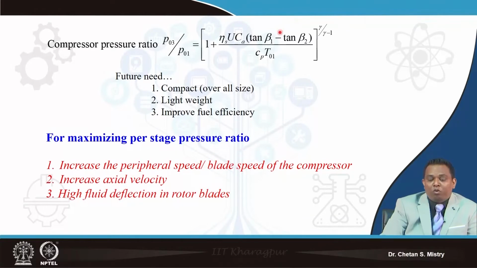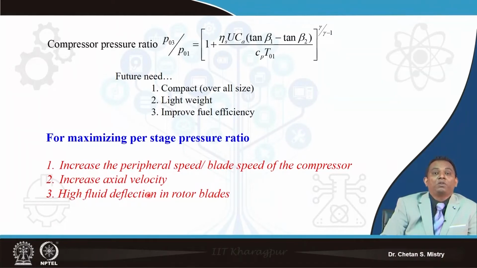Okay. And as I told, this is what is representing my delta beta. Okay. That is nothing but my blade deflection angle. How I am deflecting my flow, what angle I am putting at the entry and exit, that's what will be deciding my delta beta. Okay. So it says higher fluid deflection in the rotor blades. So now you can understand what all we are looking for.